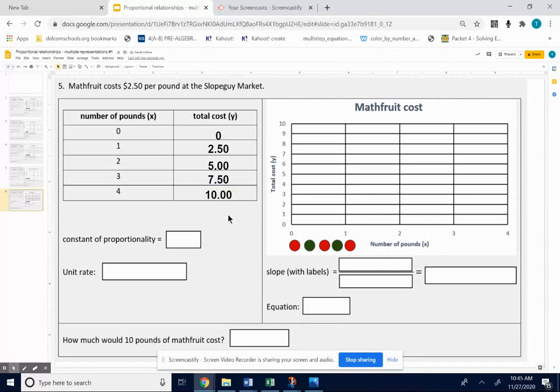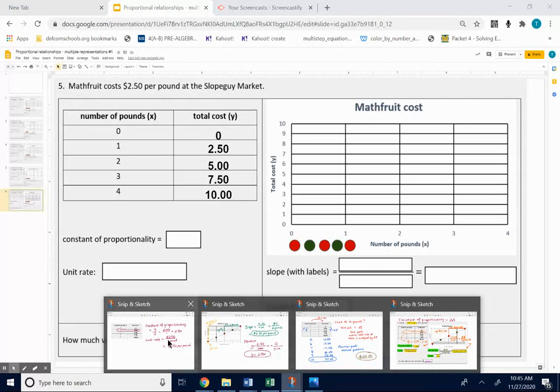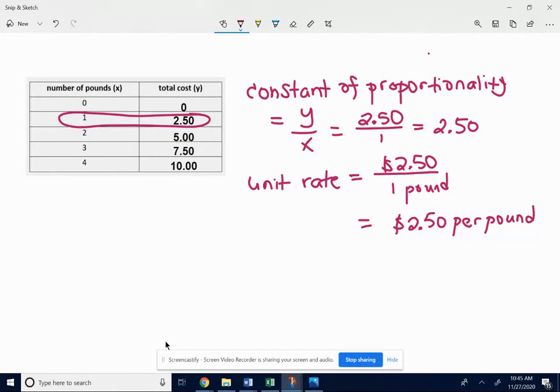Okay, for the constant of proportionality and the unit rate, in this problem we're talking money. So when you're dealing with money, you want your constant of proportionality to look like dollars. So when we do the constant of proportionality, just take any set of data in your data table and take a y divided by the x. So I chose the easy one, the one with the 1, because that's the easier one to work with.